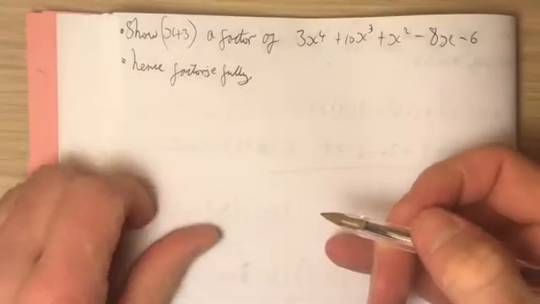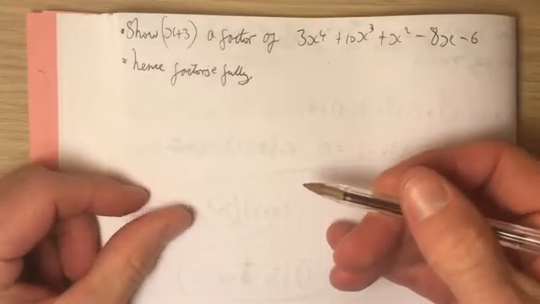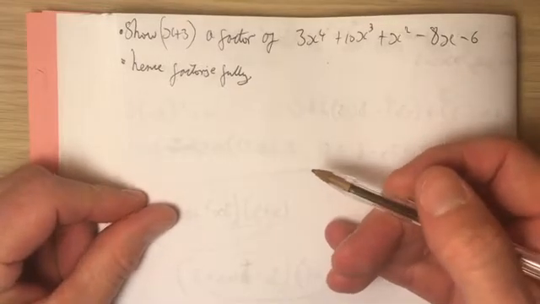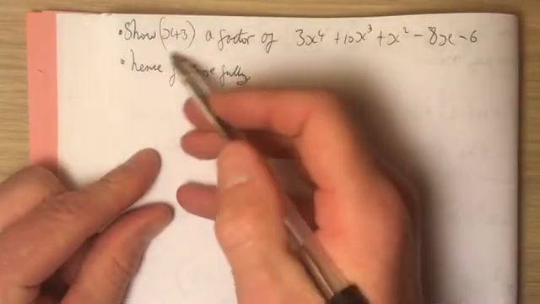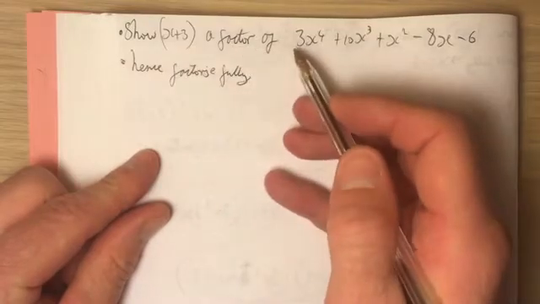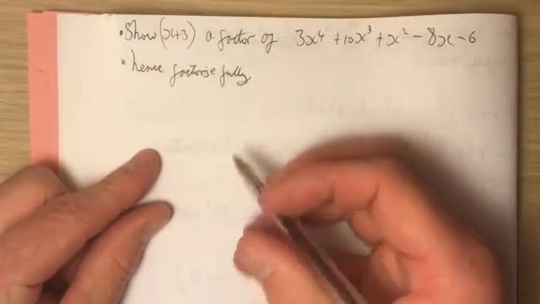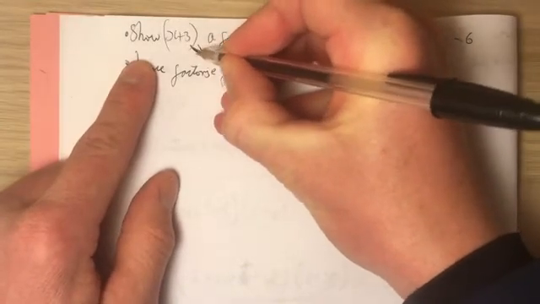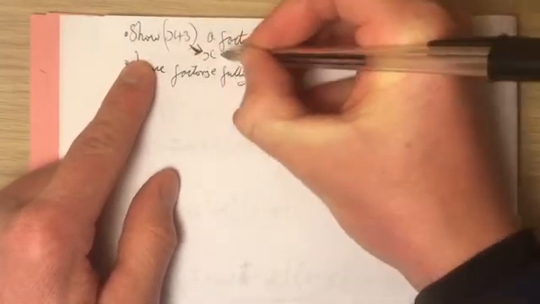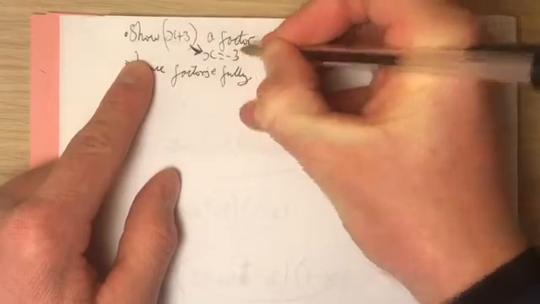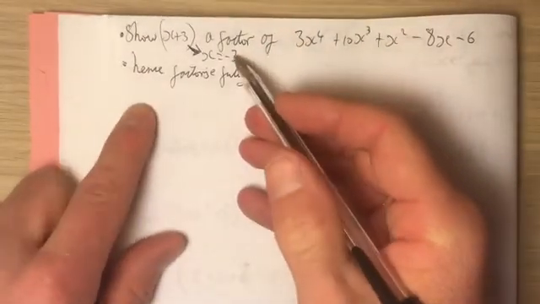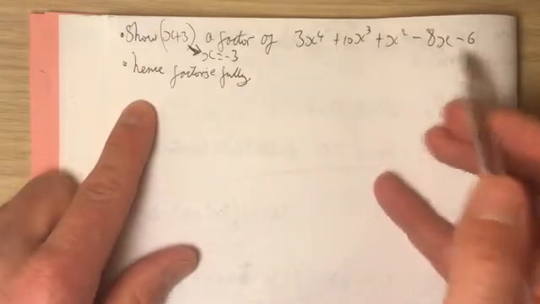Okay, so it's time for 2019, paper 2, question 10, and we're going to do it the fun/common sense kind of way. Right, show x plus 3 is a factor of this polynomial. Well, if x plus 3 is a factor, what that means is that this thing is going to give me a solution, or a root, of x equals negative 3.